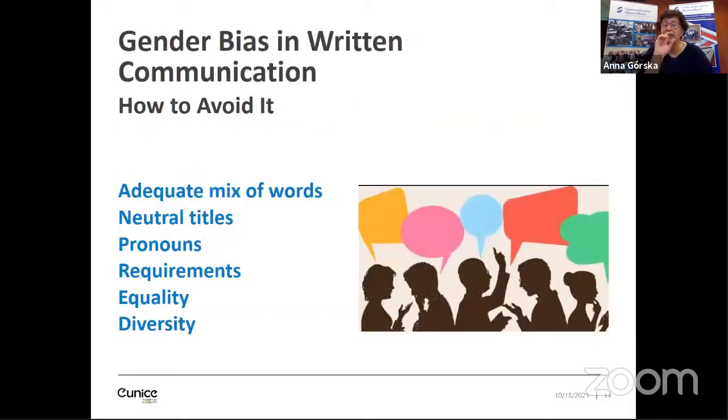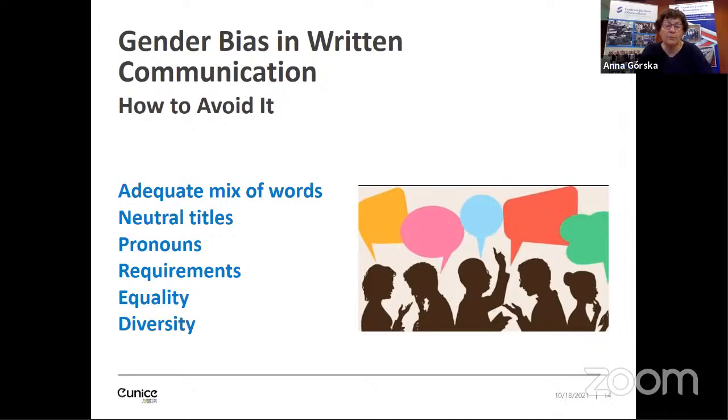So what does it mean for written communication? It simply means that in order to attract both men and women to apply for a certain position, we may use obviously feminine and masculine adjectives, but we should try to use an adequate mix of words, because what happens is this: if you use mainly masculine words, most women decide not to apply for this position. But if you use both feminine and masculine adjectives, then it is fine also with women.